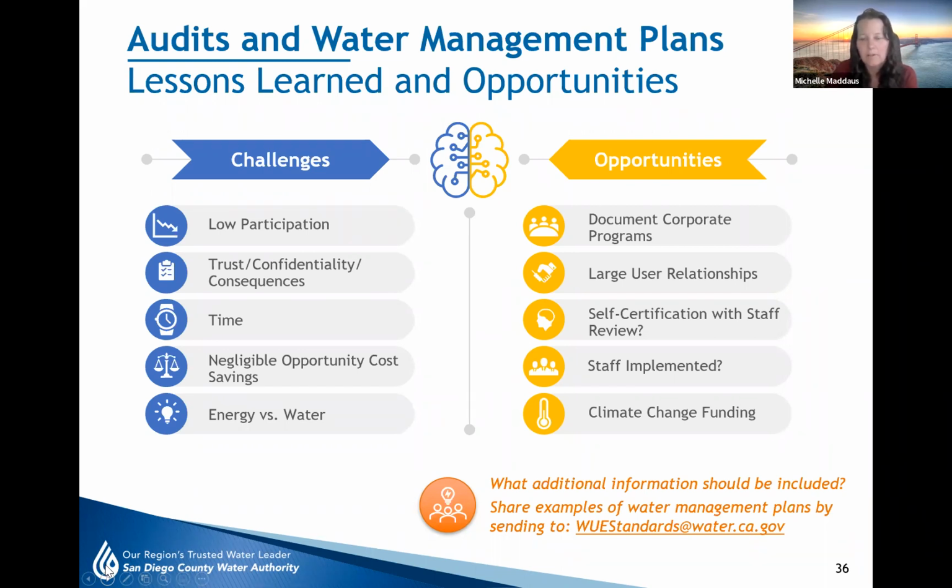We've been doing water audits for over 20 years. We also train water audits. So we're very familiar with the field and the challenges. It doesn't mean it can't be done. So I'm going to switch over to the opportunity side.